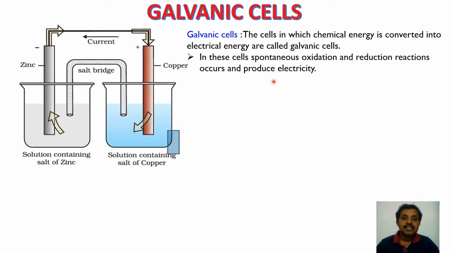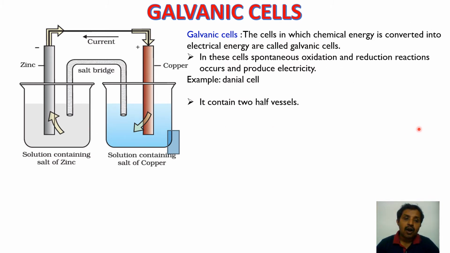In these cells, spontaneous oxidation and reduction reactions take place. The combination of oxidation and reduction reaction is called a redox reaction, and in these cells a redox reaction takes place which generates electricity. For example, the Daniell cell. This is the example of the Daniell cell.